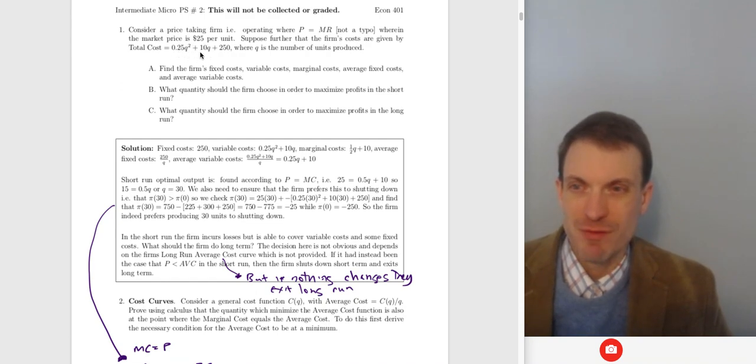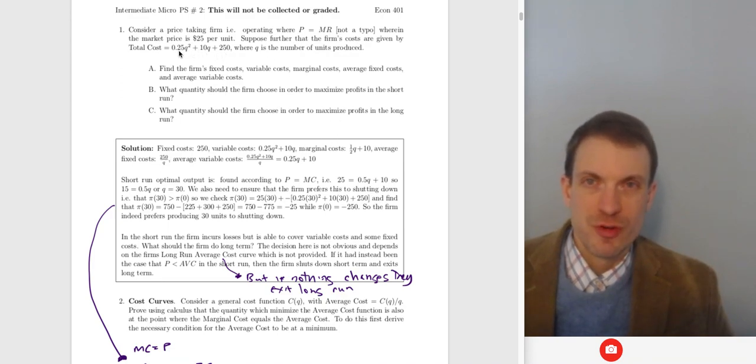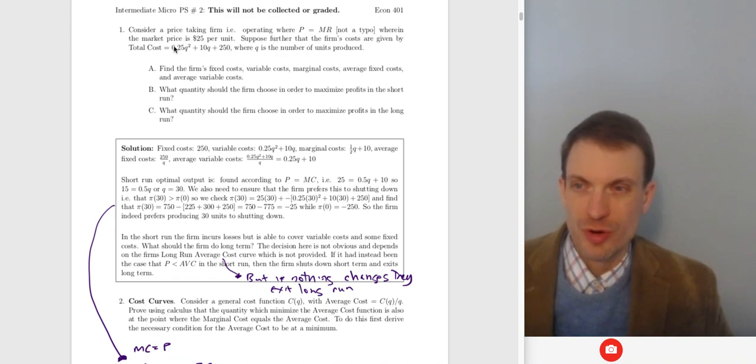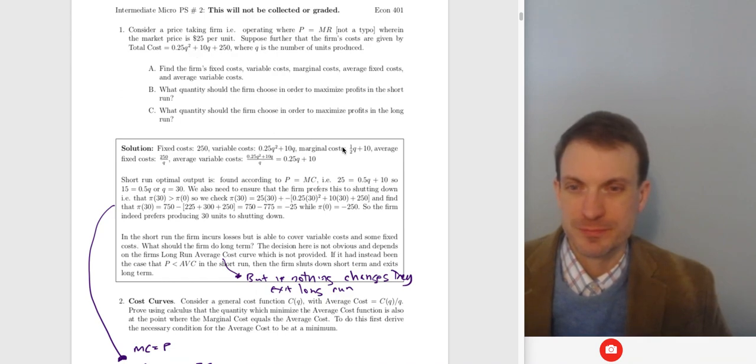To make this average variable cost, you divide this by Q. So average variable cost is dividing by Q. That's going to be 1/4 Q plus 10. Average fixed cost is dividing your fixed cost by Q. So 250 divided by Q. And then my marginal cost, that's just the first derivative of the total cost function. So that's going to be 2 times 1/4 is 1/2. Reduce this power by 1. So it's going to be 1/2 Q plus 10.